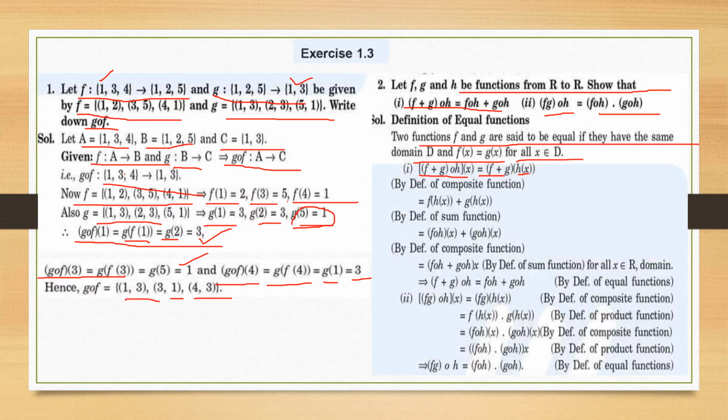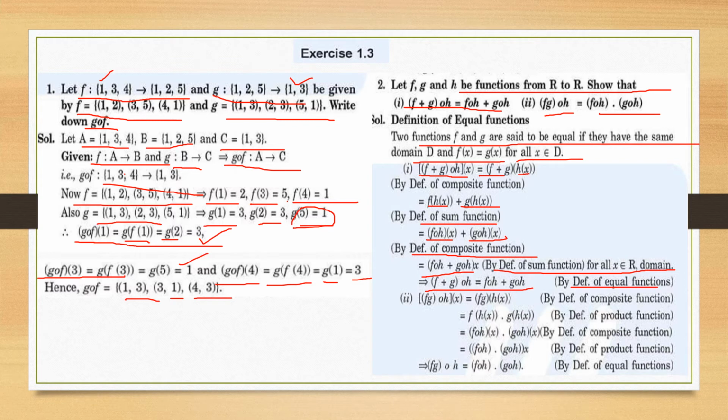Now open it like f of h(x) plus g of h(x). This is by the definition of sum function. Now what is f of h(x)? Can I write it as f∘h of x and this as g∘h of x? This is again by the definition of composite function. Now take x common, like (f∘h + g∘h) of x, by definition of sum function, for all x belonging to R, right? So it becomes that (f+g)∘h is equal to f∘h + g∘h. This is by the definition of equal functions.